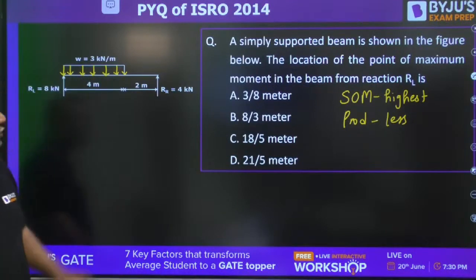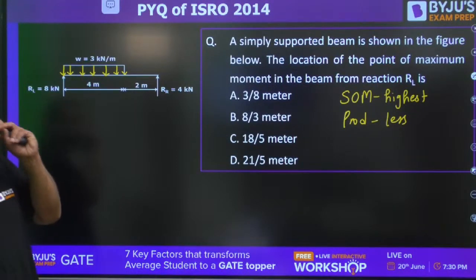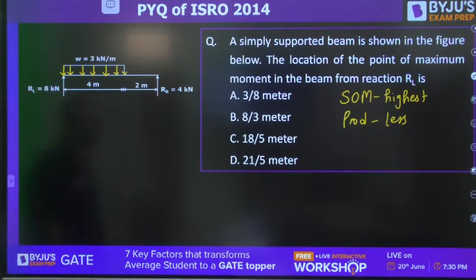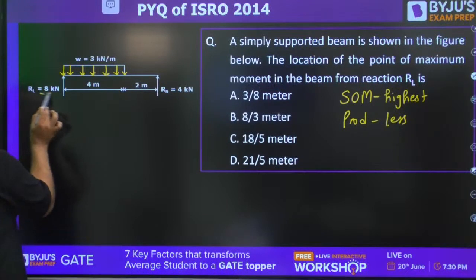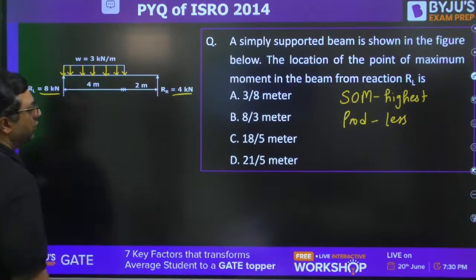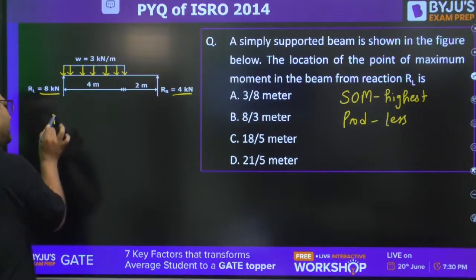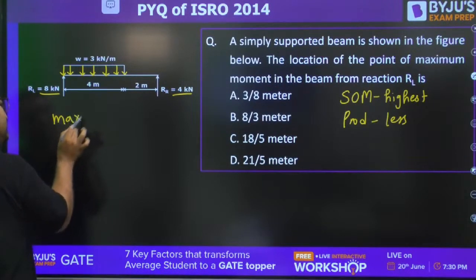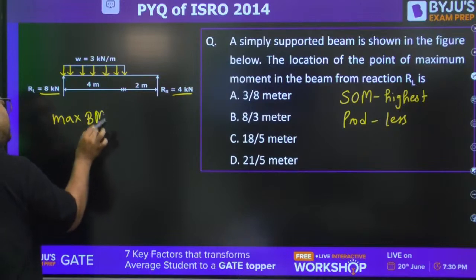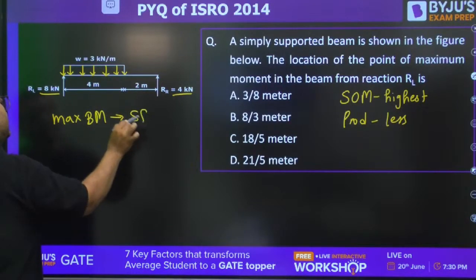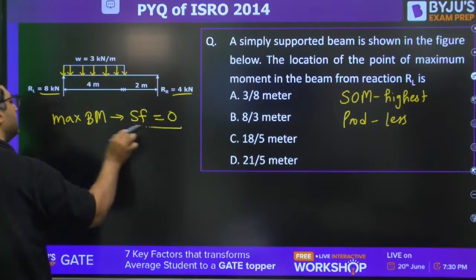You have a simply supported beam shown in the figure. The location of the point of maximum moment in the beam from reaction RL. Even they have calculated the reactions for you, 8 and 4. You need to find out the maximum bending moment. You can use one thing here: we will be having the maximum bending moment where shear force is changing its sign.